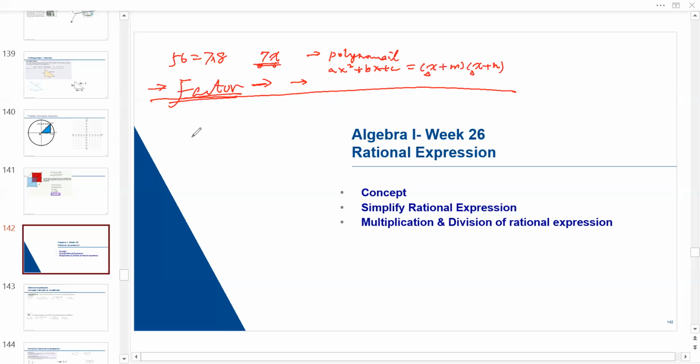We move into fractions. With fractions, this is whole numbers. When they move to fractions, what do they change? They are made of a numerator and a denominator, right? Let me give an example, these kinds of fractions.